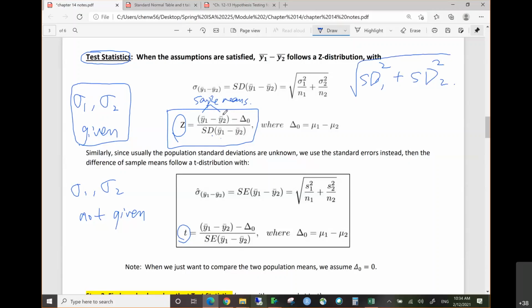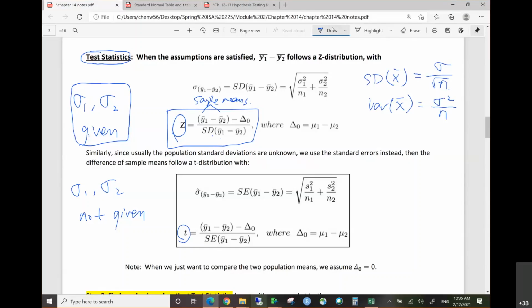Right, so now let's think about it from the beginning. If we have one sample, what is the standard deviation? The standard deviation for one sample is sigma over square root of n, right? And then the variation of one sample will be just the square of the standard deviation, which is sigma squared over n. This is for one sample.